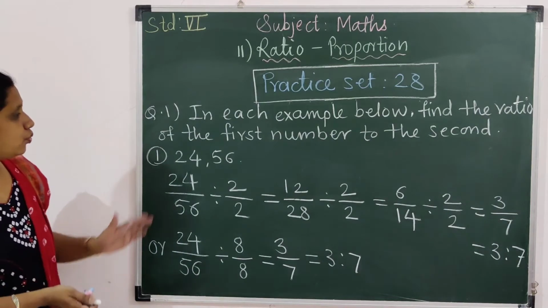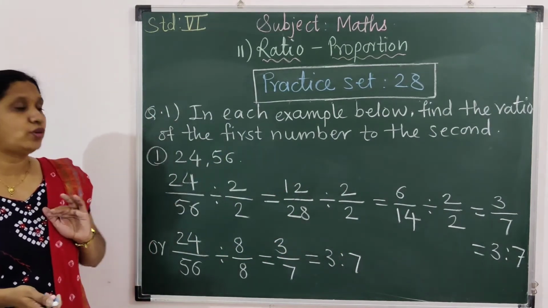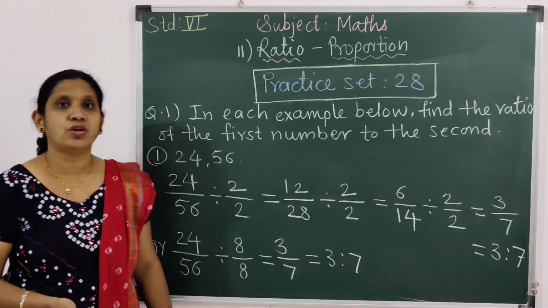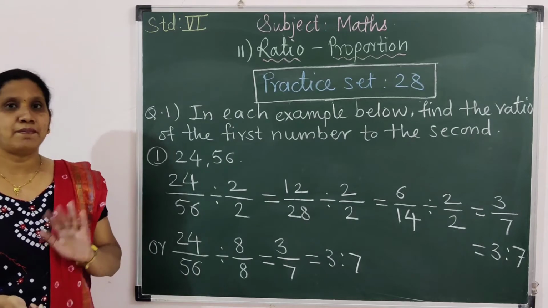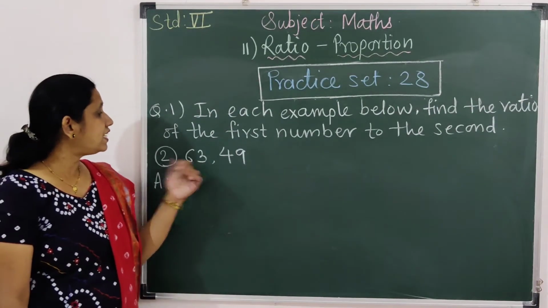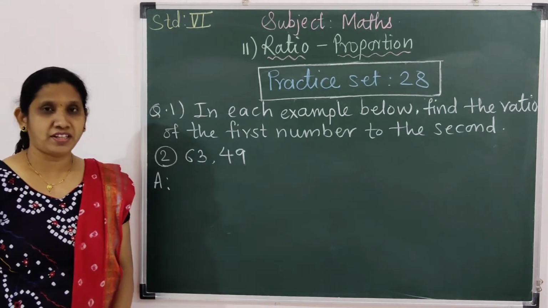Children, you can use such a method, or if you are able to recall the tables, you can use this direct method also. You will be getting same marks, no problem at all. Student, let's see second example. Numbers are given 63 and 49.